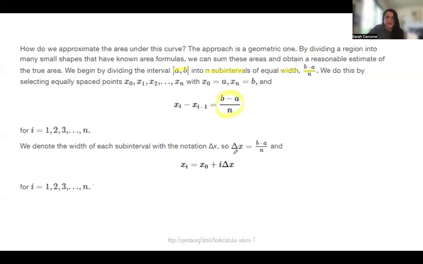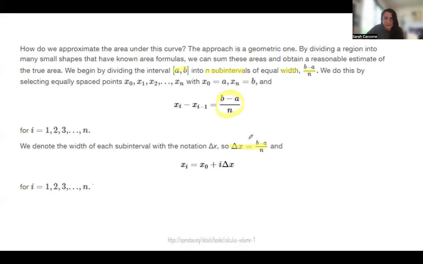You can also denote it as the change in x. So you'll see this quite frequently in the definitions that we're going to be looking at. It's going to say the change in x, and that's just b minus a over n. Maybe we don't have to worry about the rest of what's on the slide right now, because this is going to be the most important part, and I'm going to try to simplify things as much as possible for you.